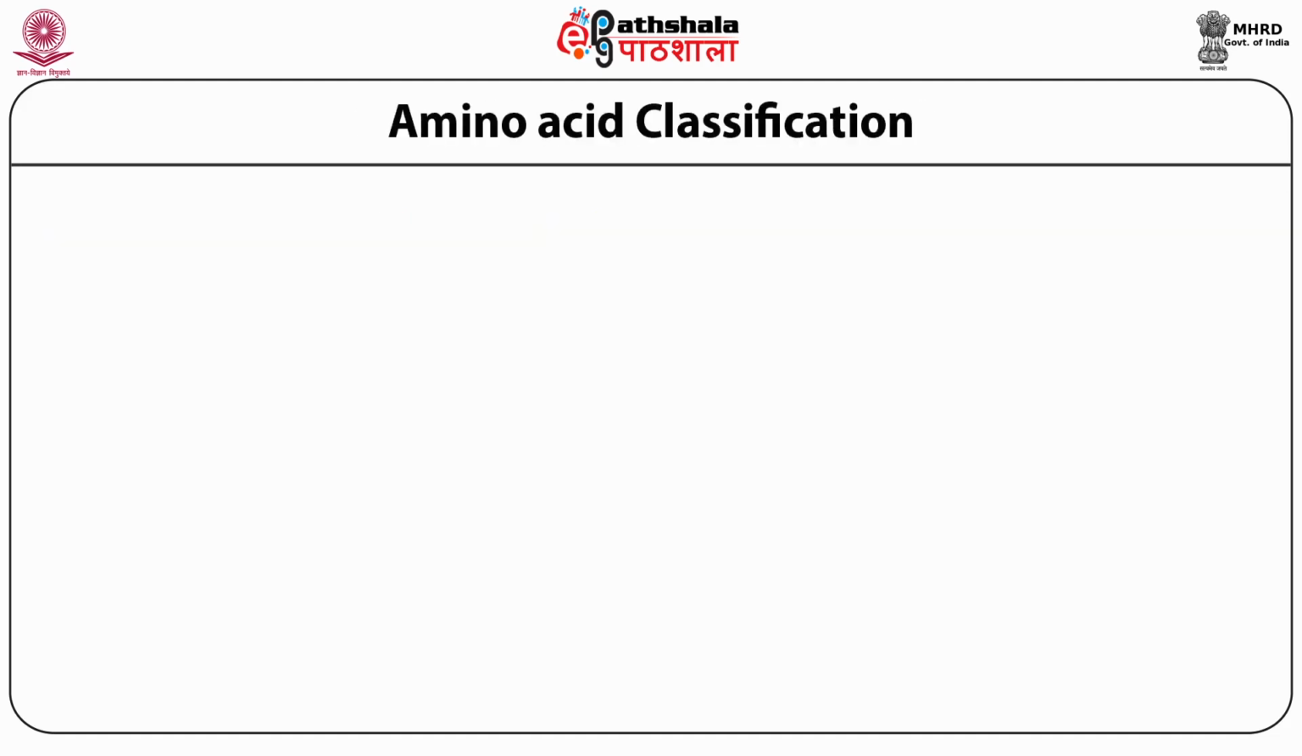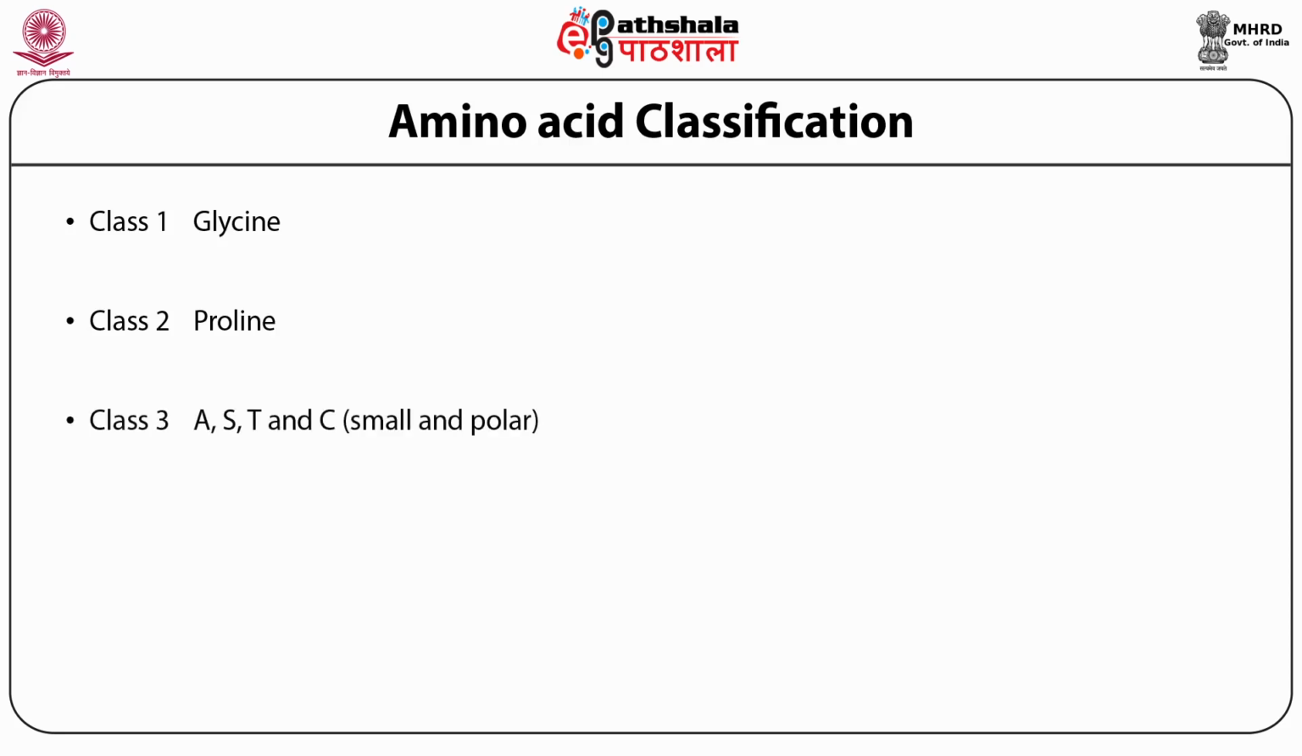There is another way to classify amino acids, based on sizes. Class 1 is glycine, very small, no side chain. Class 2, proline, which is special because the chain turns back and connects to the backbone NH group. Class 3, A, alanine, S, serine, T, threonine, and C, cysteine, small and polar.